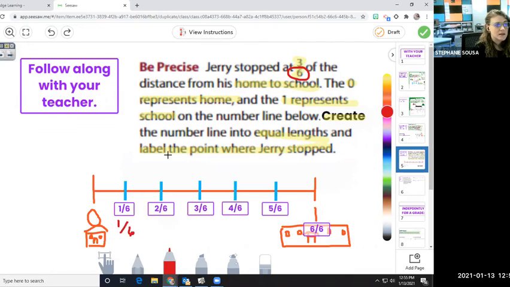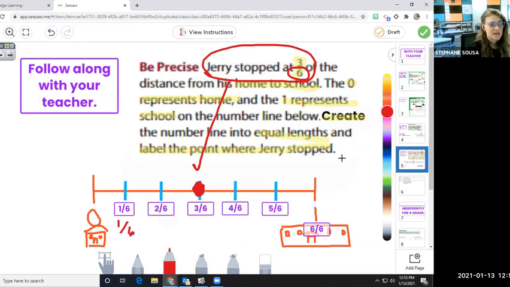This says, label the point where Jerry stopped. Well, look right here. Jerry stopped at 3/6. So we're going to put our big fat dot right here at 3/6 because we want to show that we know where he stopped. Okay? He stopped at 3/6. All righty.